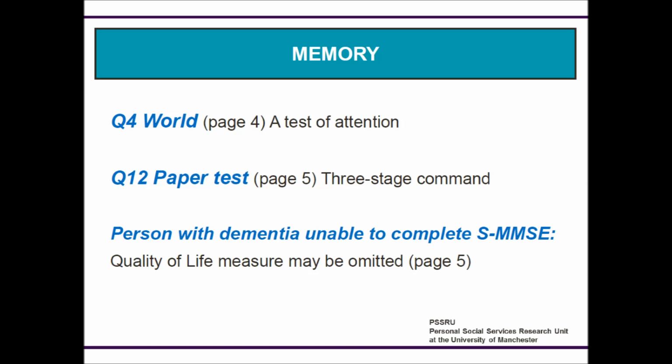Interviewers should use their own judgment on whether the person will be able to complete the quality of life measure that follows. One way of doing this is to ask the first 5 questions.